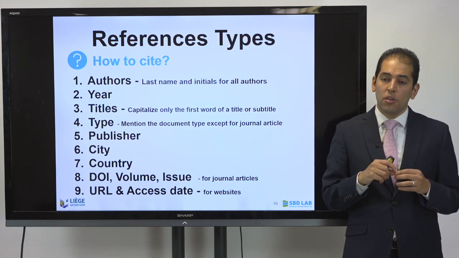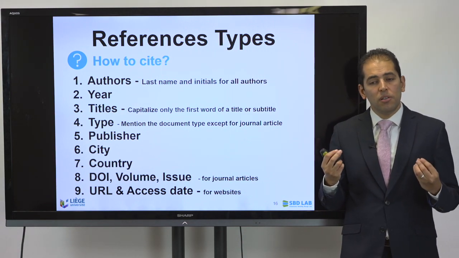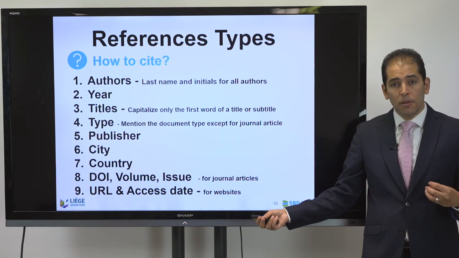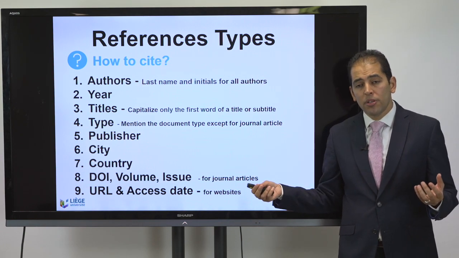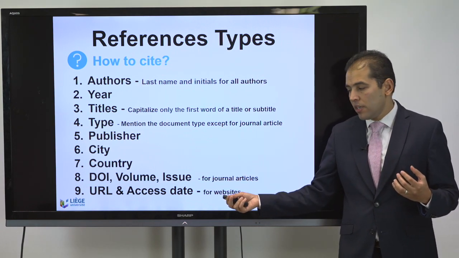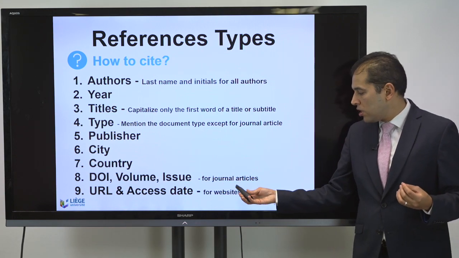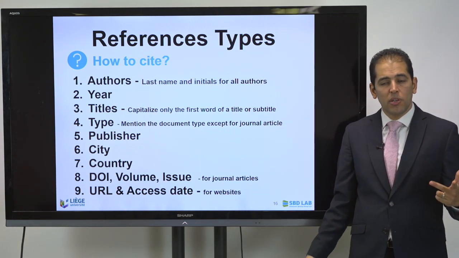Where is this publisher located, and the country. And then I can go with the digital object identifier, which is a DOI number. If I have a journal article, I must mention the DOI, volume and issue. So for journal articles, we must have the DOI, volume and issue.